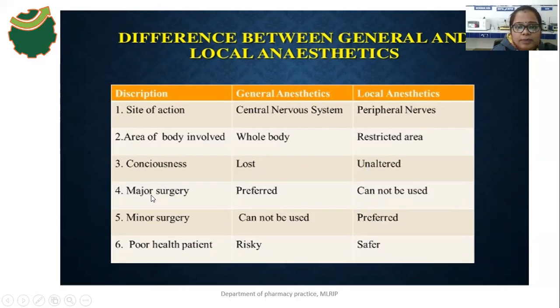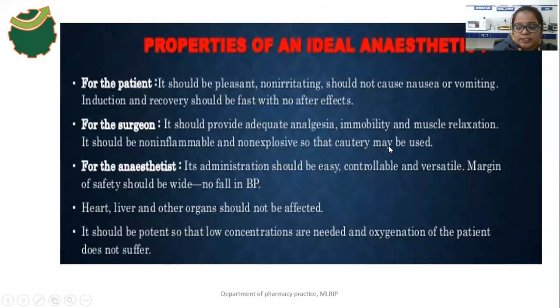By using general anesthetics we can perform major surgeries. Major surgeries can't be performed using local anesthetics, and minor surgeries are not preferred with general anesthetics. Minor surgeries can be performed using local anesthetic drugs. General anesthetics are very risky and potentially dangerous reactions also occur, but local anesthetics are very safe. So these are the differences between general anesthetics and local anesthetics.